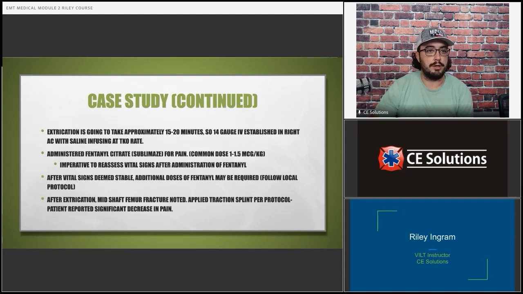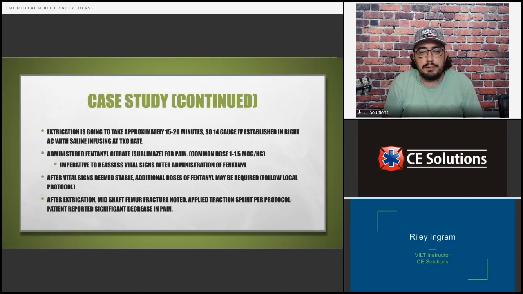So what are we going to do? We've got extrication, which is going to take approximately 15 to 20 minutes. So we're going to start a large bore IV. We're going to go in the right AC, whatever vein we can get, and start infusing some saline. We have the opportunity right now to start some fluid administration if we need it, if we see vital signs that deem that to be necessary. But if not, we can just infuse at a TKO rate, which means to keep vein open.